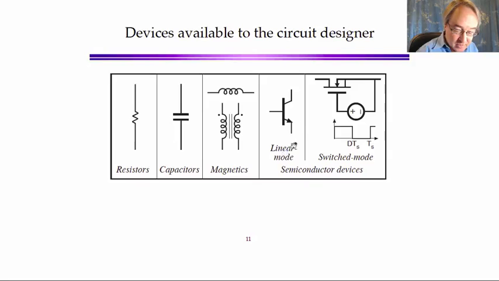The first is linear mode transistors, such as Class A amplifiers or op-amp circuits, and the second is switched mode, which is transistors that are operated as on-off devices, such as in a digital circuit, where they're either all the way on or all the way off.